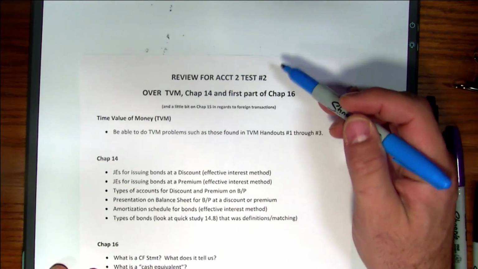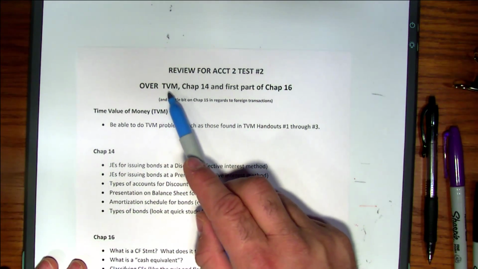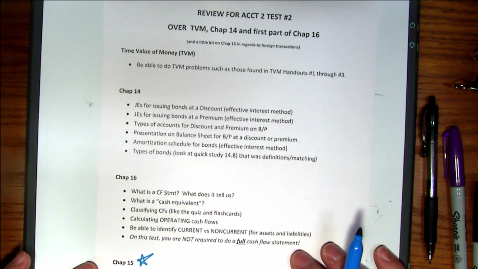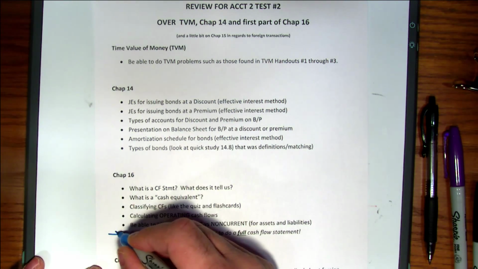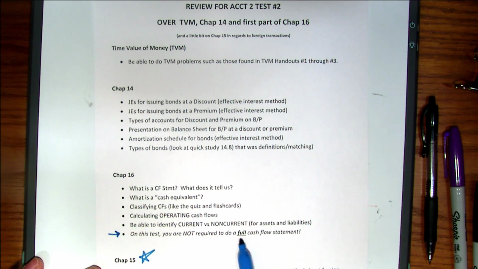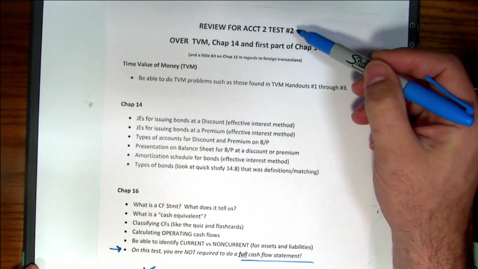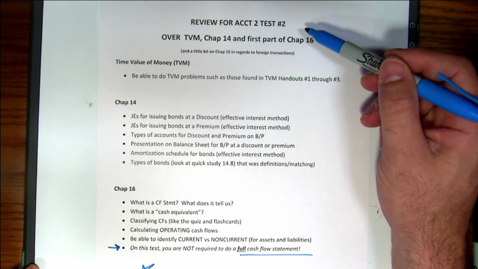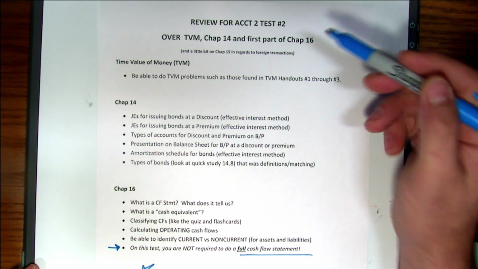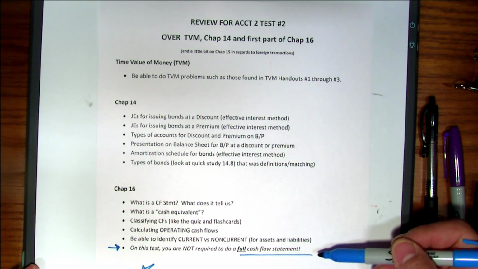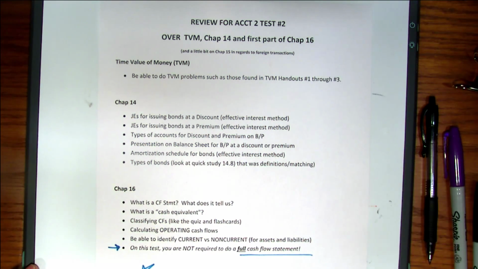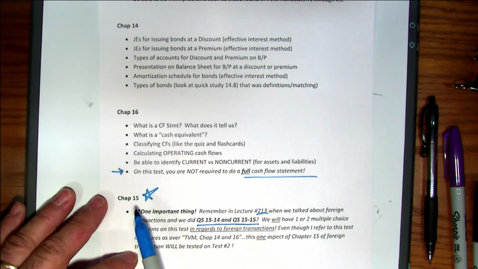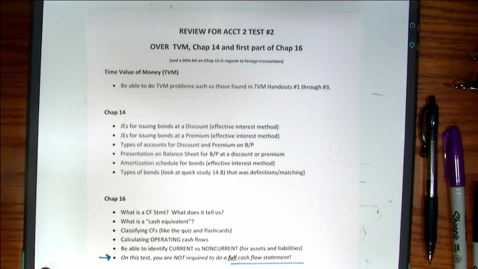However, when I refer to this test, I'm just going to call it the time value of money chapter 14 and 16, since there's only one little point from chapter 15. Also, one more reminder, and I did tell you this last time I believe, but I'll tell you again. You are not required to do a full cash flow statement on test number 2. I will assess that knowledge at a later time, and after test number 2, we will actually still talk about cash flow statements a little bit. But you do not need to do a full cash flow statement on test number 2. So make sure you look over that, and make sure you don't forget to look at that little aspect of chapter 15 that will be tested on this next test, number 2.